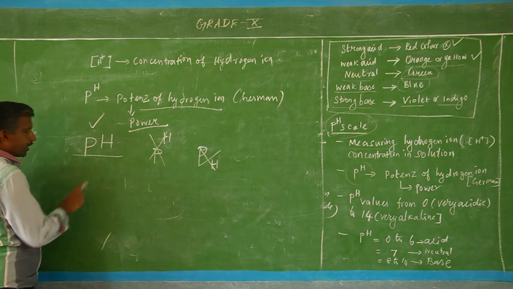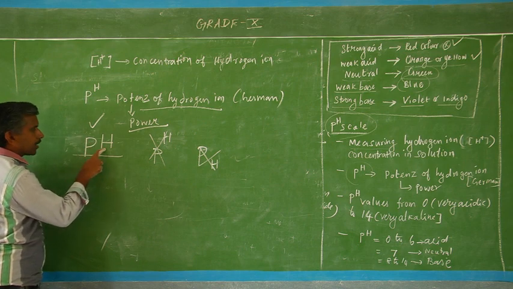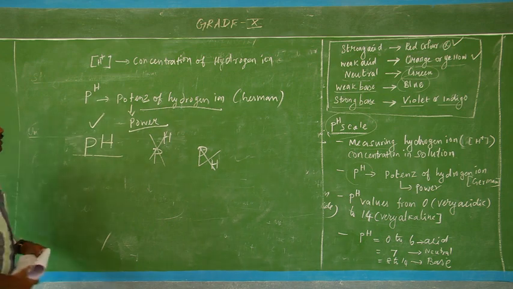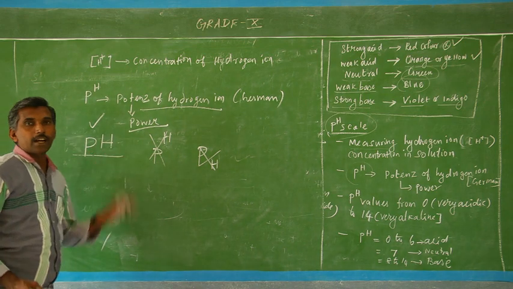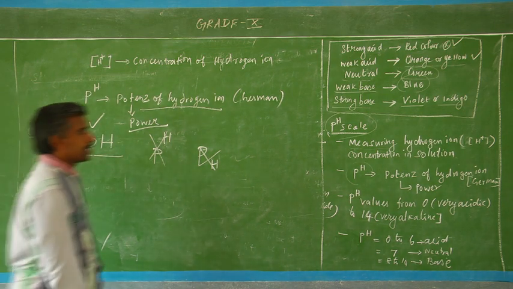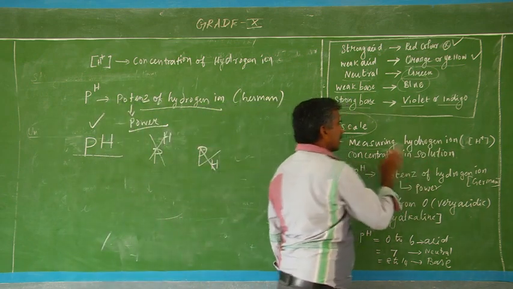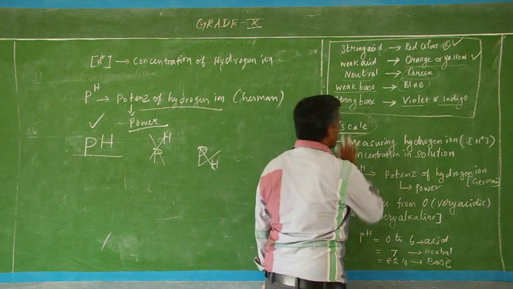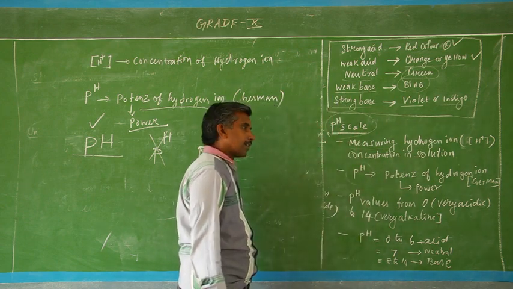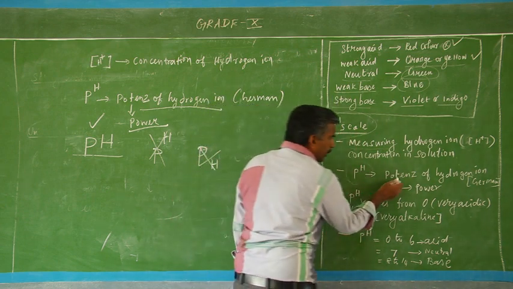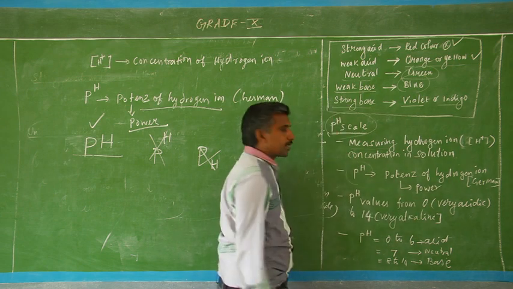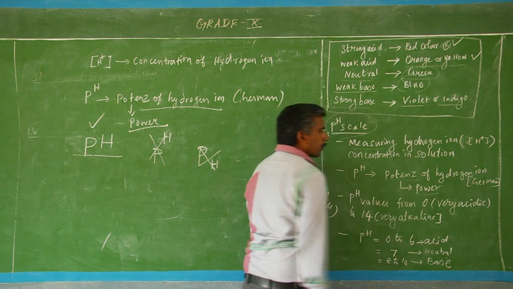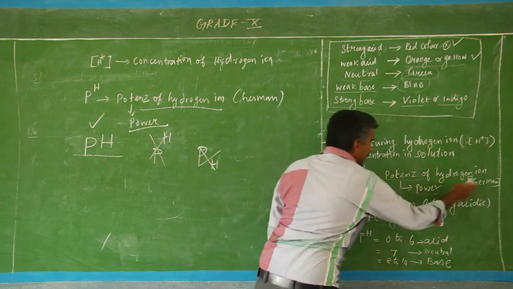What is the meaning? Power of hydrogen ion is known as pH. Measuring hydrogen ion concentration is known as pH. It is measured in solution, not solid or gaseous form, only solution. Measuring H plus ion concentration gives the pH value. pH value is the potence of hydrogen ion. Potence means power, power of hydrogen ion. This is a German word.